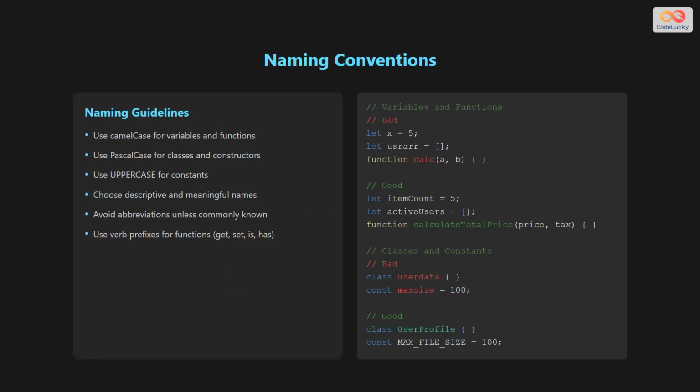Next, let's discuss naming conventions. Consistent naming makes your code more readable and maintainable. It is recommended to use camelCase for variables and functions, PascalCase for classes and constructors, and uppercase for constants. You should always choose descriptive and meaningful names, avoiding abbreviations unless they are commonly known. Also, use verb prefixes like get, set, is, or has for functions. For example, instead of just using x as a variable name, use itemCount, and instead of just calc, use calculateTotalPrice. Similarly, class names should be descriptive and in PascalCase, and constants should be all uppercase with underscores.